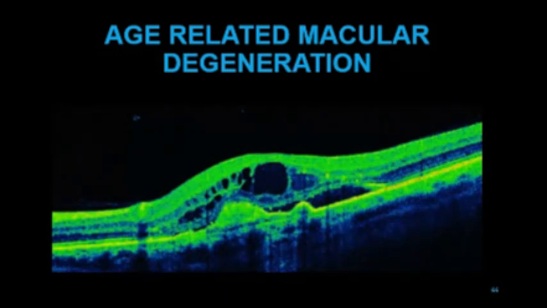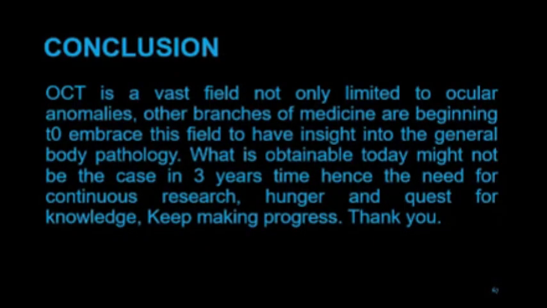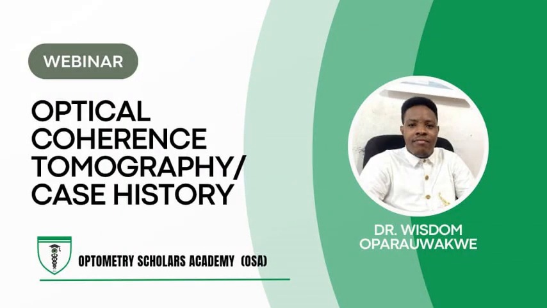So this is just a quick overview on OCT. Remember, this is a basic class. We expect everyone to be up to speed with this. If you know these basics, then you can go into the complex matters. OCT has come to stay. It is the pride of optometry, and this is where it's moving to. So everyone should know what OCT is, what it is used for, and be able to do a quick interpretation. Are we together? OCT is a vast field, not only limited to ocular anomalies.